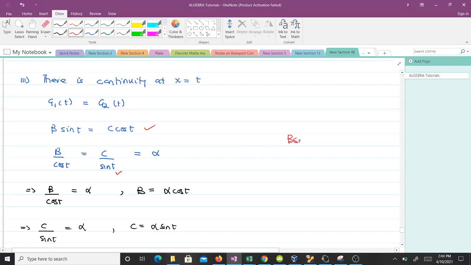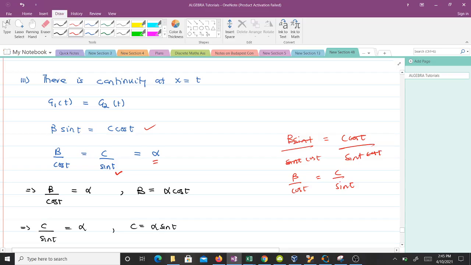We have b sine t is equal to c cos t. When we divide through by sine t cos t, sine t cancels sine t and cos t cancels cos t. Then we get b over cos t equals c over sine t. As you can see here, we are saying that we should let b over cos t equal c over sine t be equal to a certain value, let's call it alpha.